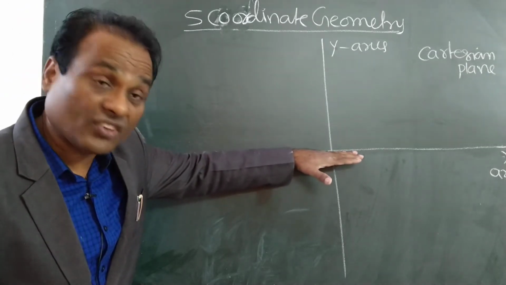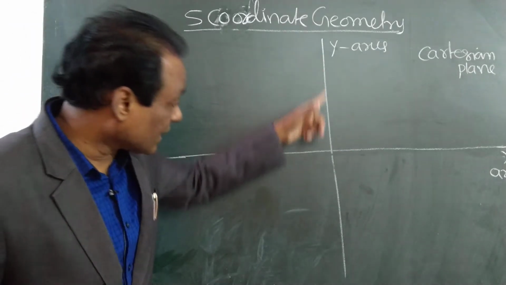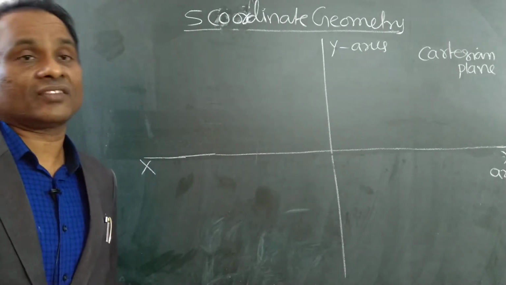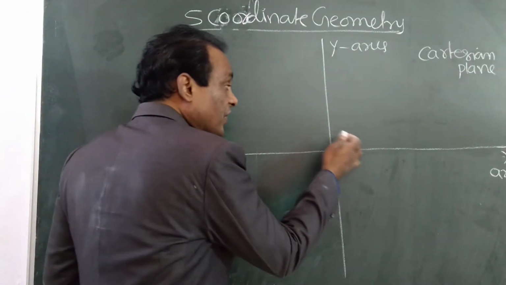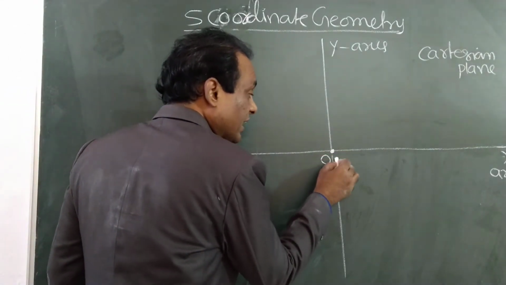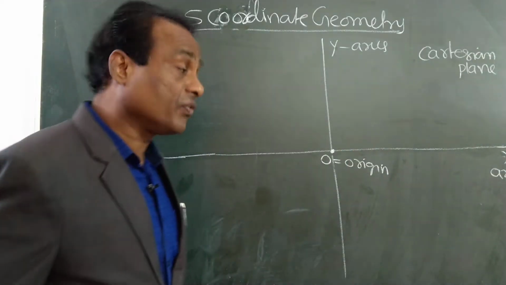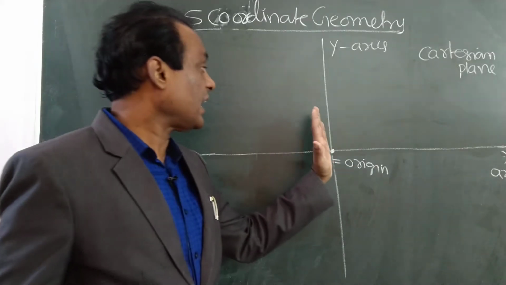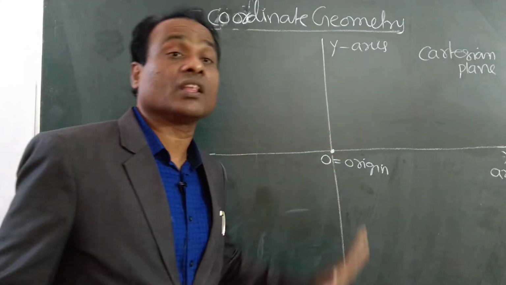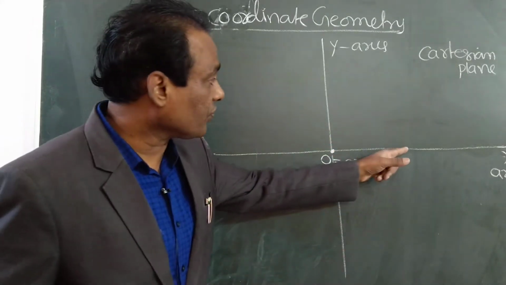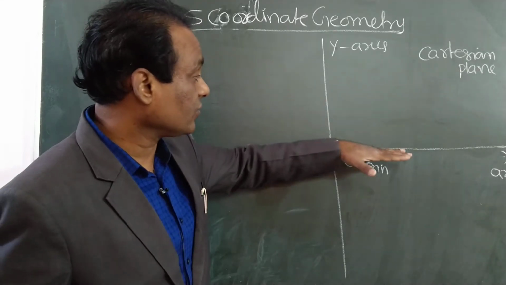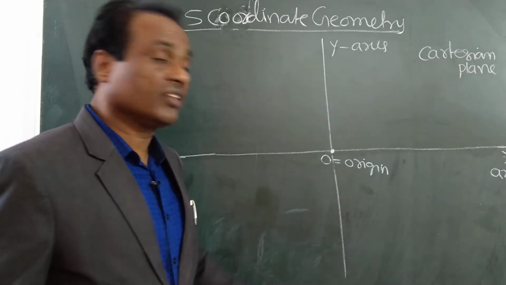The horizontal reference line is called the x-axis. The vertical reference line is called the y-axis. The point of intersection of these two reference lines is called the origin. Origin means the point of intersection of the x-axis and the y-axis.